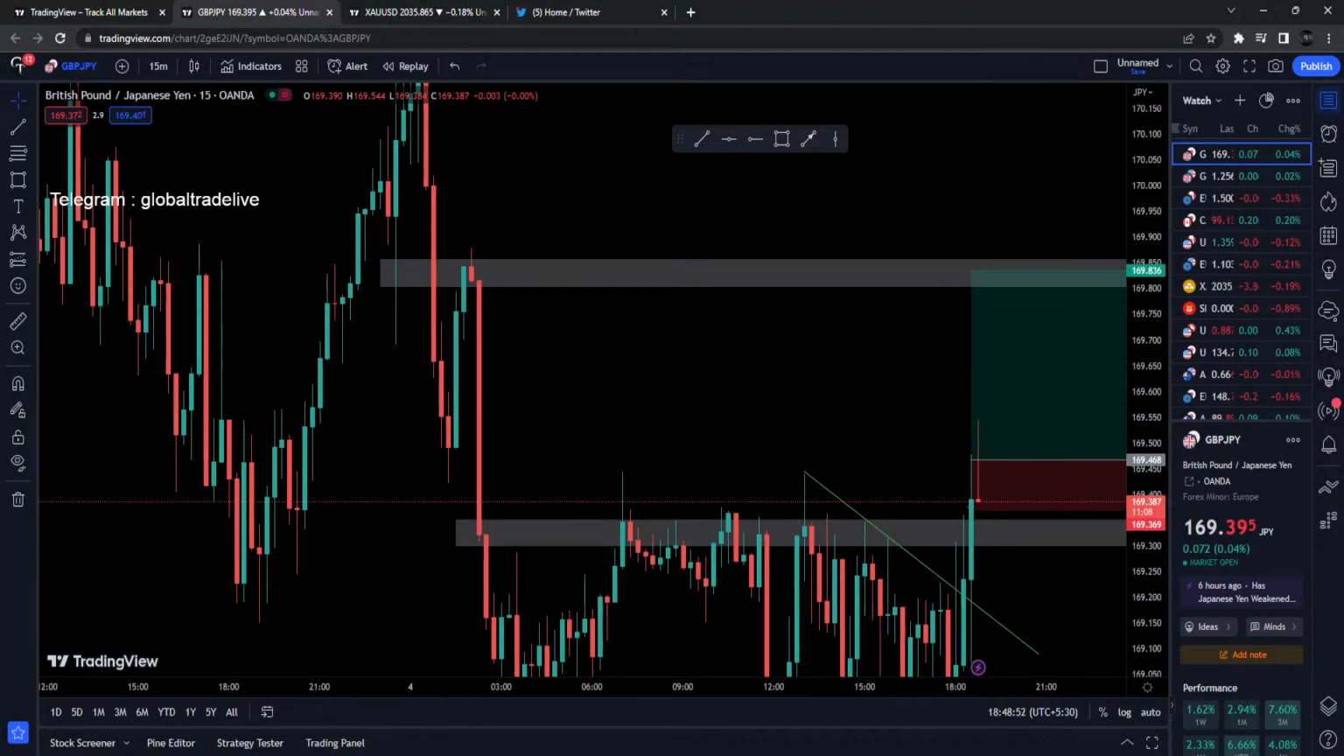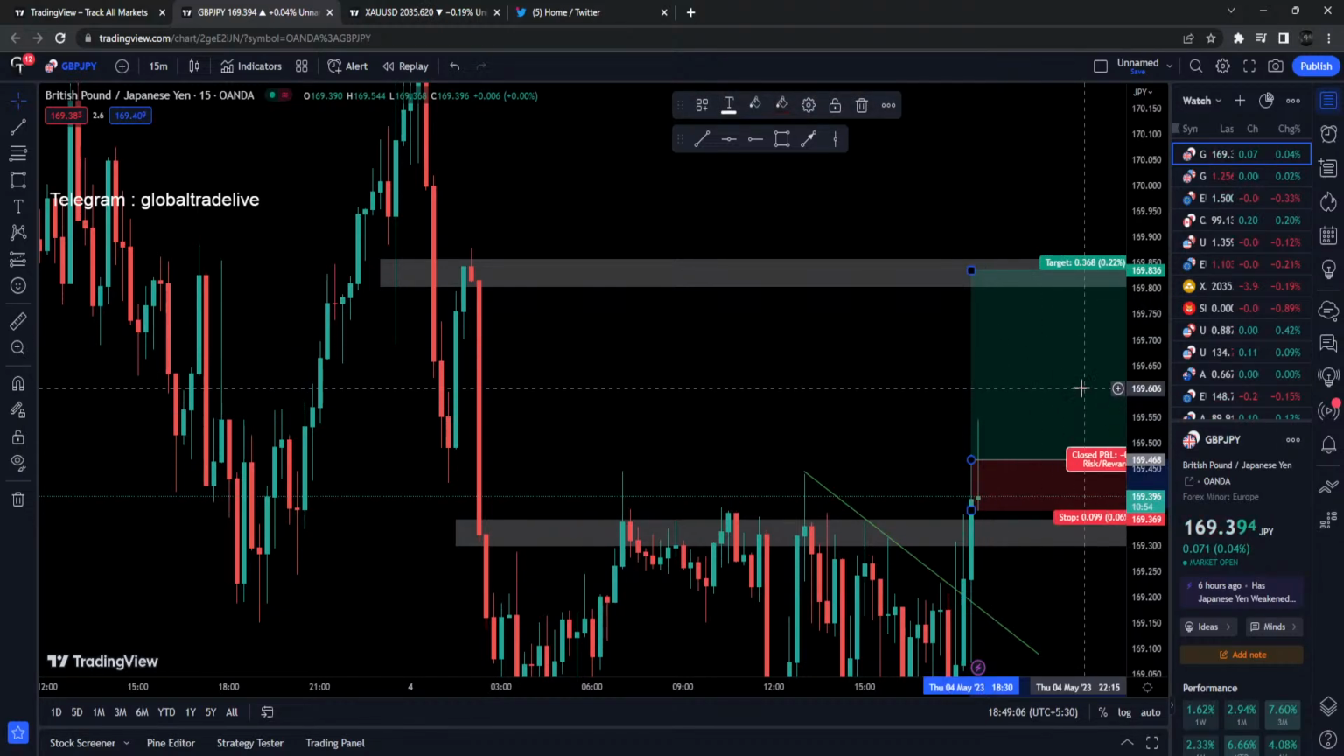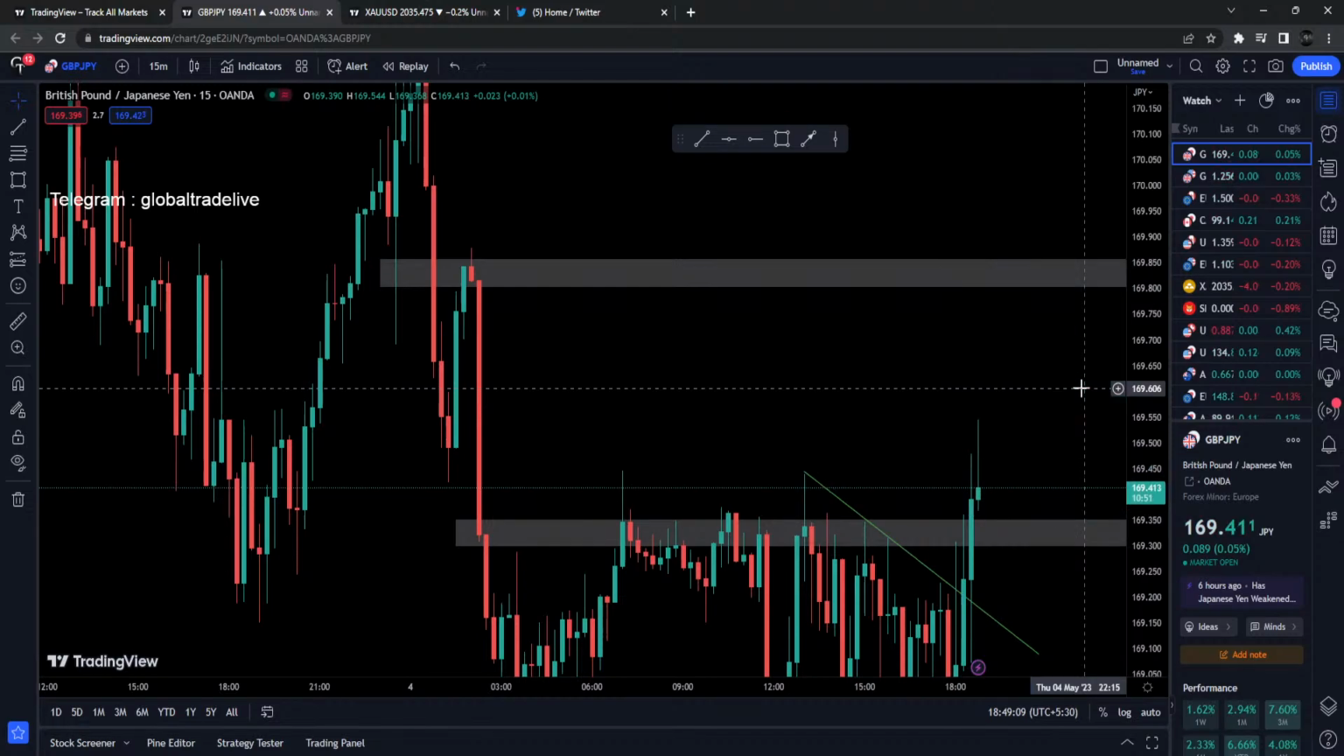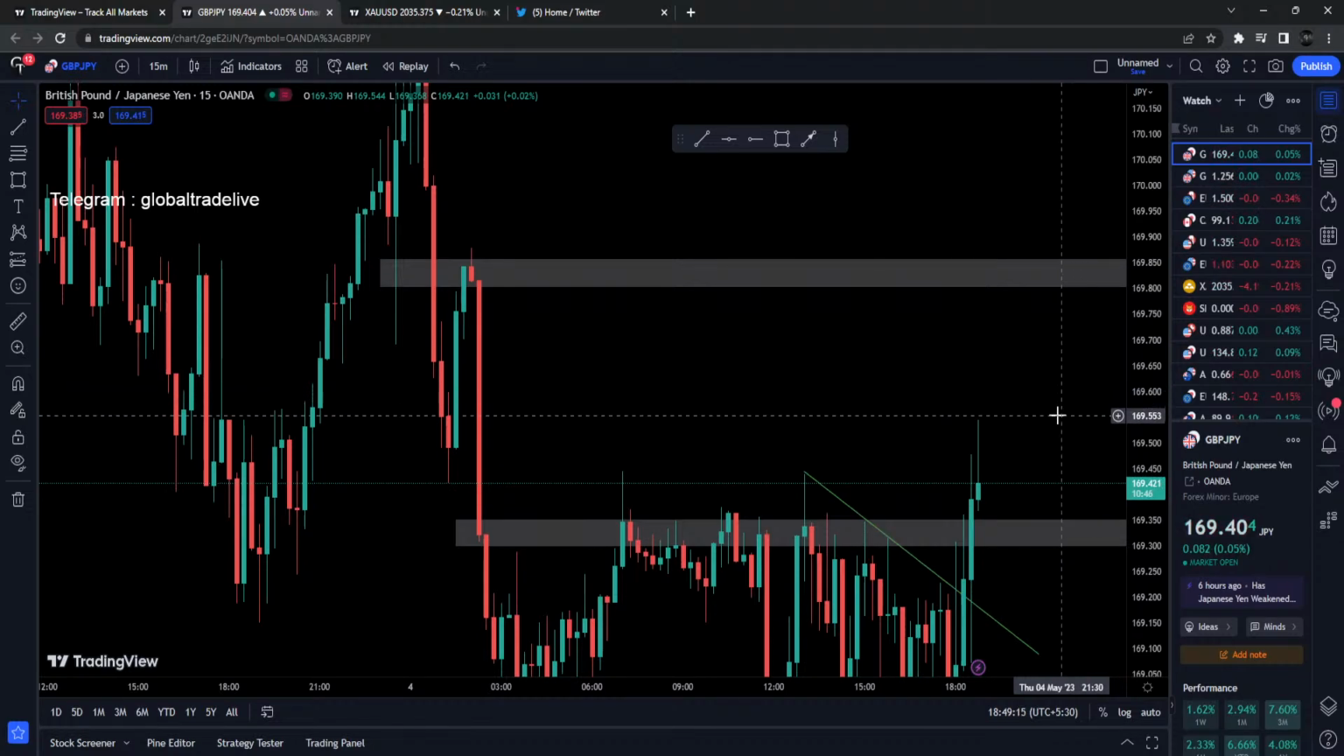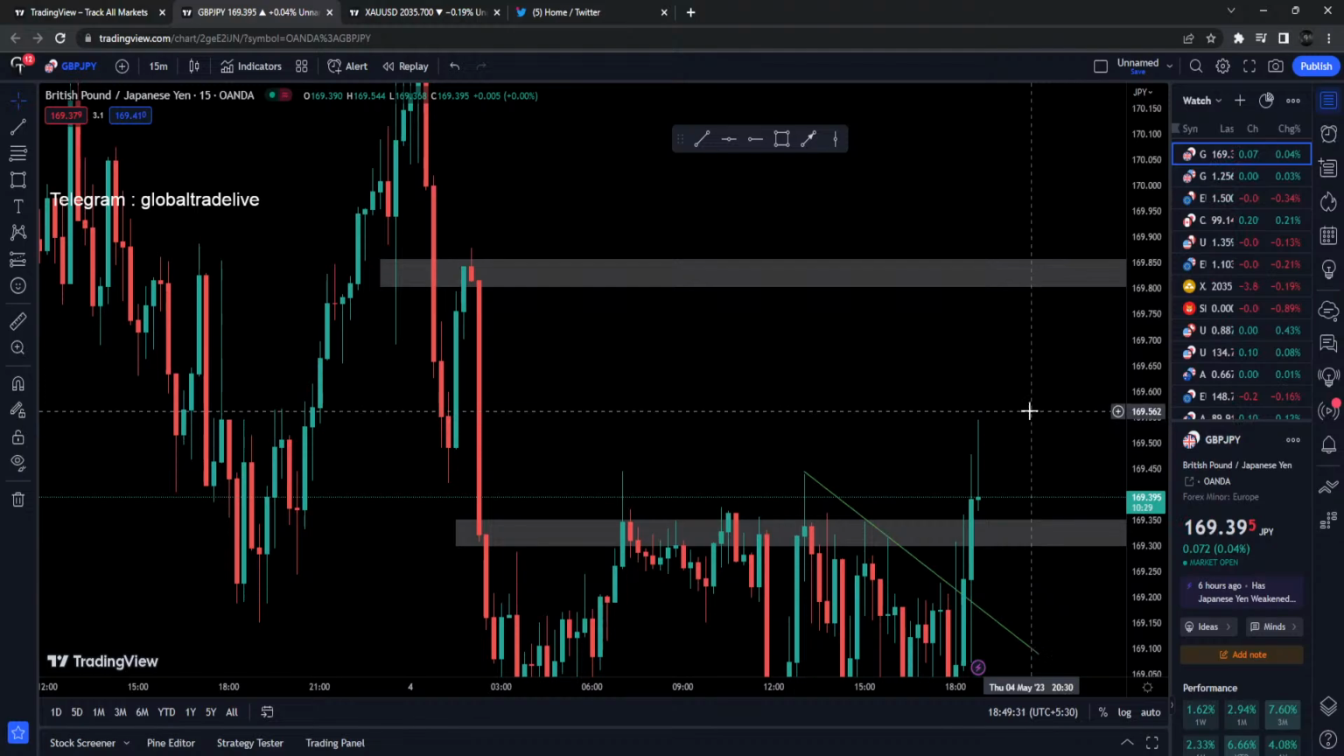Okay, it's reversing back. Anytime it will hit the stops. Okay, so stops has been hit. So I'm gonna remove this one, and I have lost around 2 pips over here. Yeah, 2 pips. So I'm gonna re-enter once it breaks its own high.